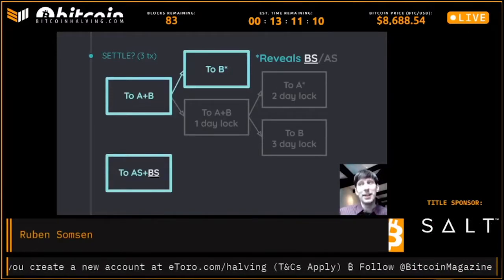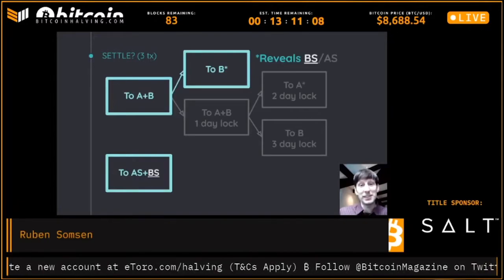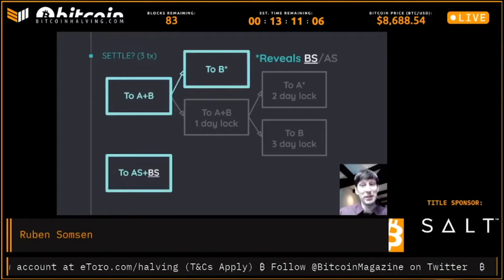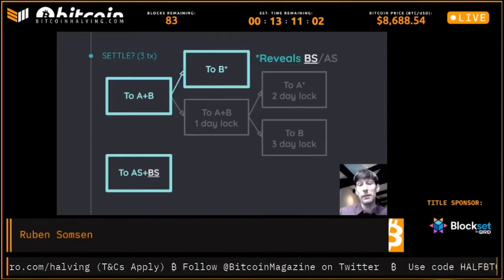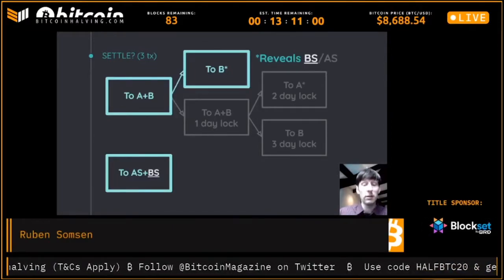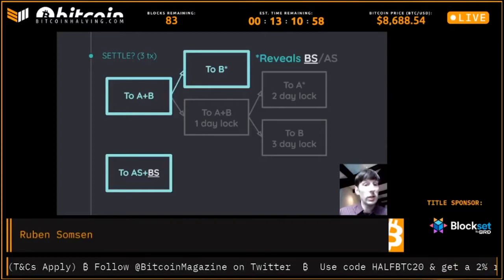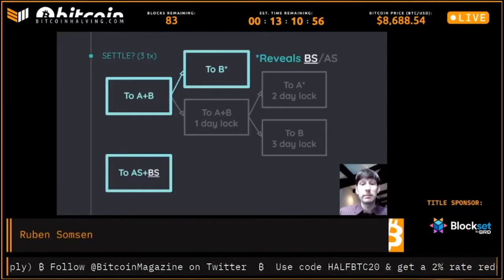However, we're doing 3 transactions here, not 2. So what's going on here? Well, first I gotta say 3 transactions is already better than what we have today, because we have 4 transactions right now. So this is already an improvement. We can do even better. Well, how do we do that?